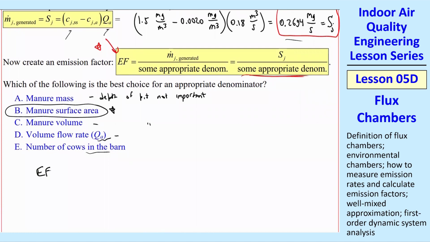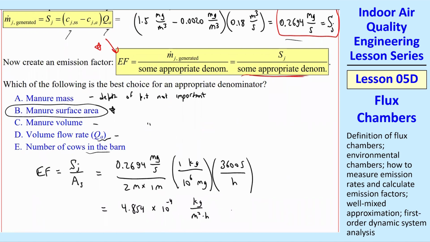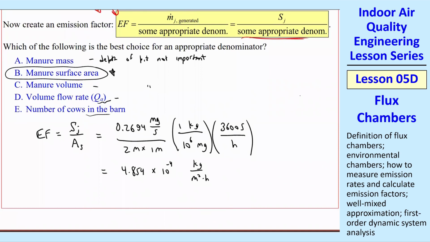So I'm going to say an appropriate EF would be SJ over the surface area of the manure that we're measuring. So let's fill in those numbers. I plug in my SJ from up here that we calculated on the top, and then the area in the problem statement, it was 2 meters by 1 meter was the surface area. And then the rest is just unit conversions. A kilogram is 10 to the 6 milligrams, and then there's 3,600 seconds in an hour. So I get 4.85 times 10 to the minus fourth kilogram per meter squared hour.